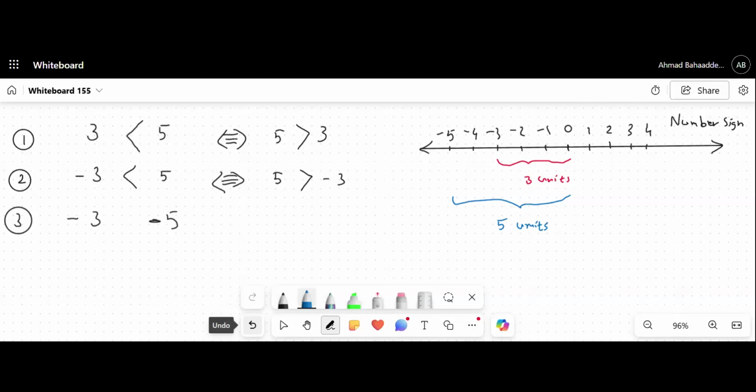So what's better to have, negative $3 in your bank account or negative $5? Of course, people think negative 3 is better because it's less debt. So basically, negative 3 is greater than negative 5 because it's closer to 0. This means that if I put negative 5 on this side, I will say that negative 5 is smaller than negative 3.